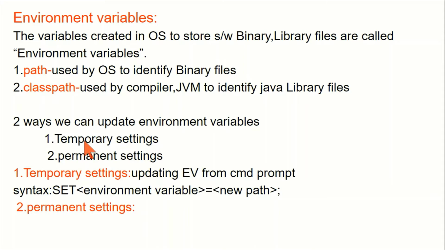For Java and Java related software, we should use the below two environment variables, that is path and class path. Path is a mediator between the developer and the operating system to inform the software binary files path. Class path is a mediator between the developer and the compiler and JVM to inform the library files path. Those are used in our source code.